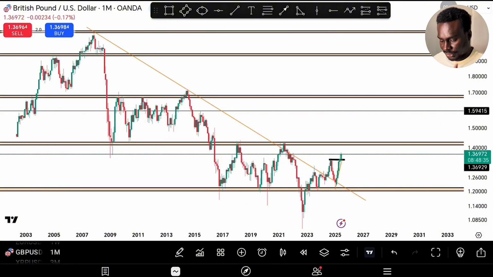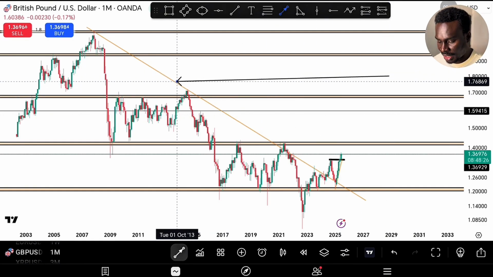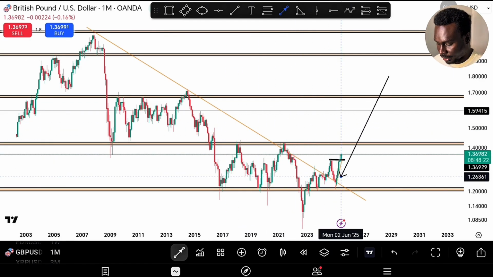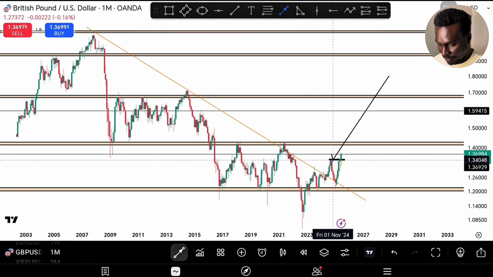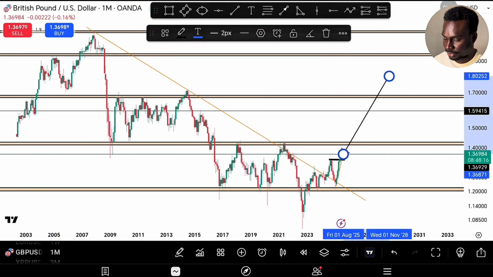Now, looking at GBP USD, you can see clearly here that GBP USD has been bearish for a while before turning bullish. Now, this is my trend line here. Now, this trend line held GBP USD bearish for a whole lot. And the market now broke above it and retested it, stood on top of it right here, and has started to course to the upside.